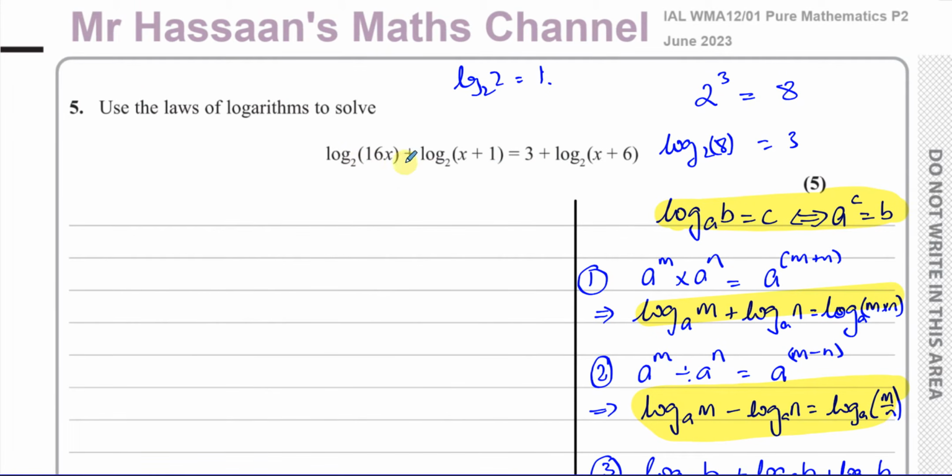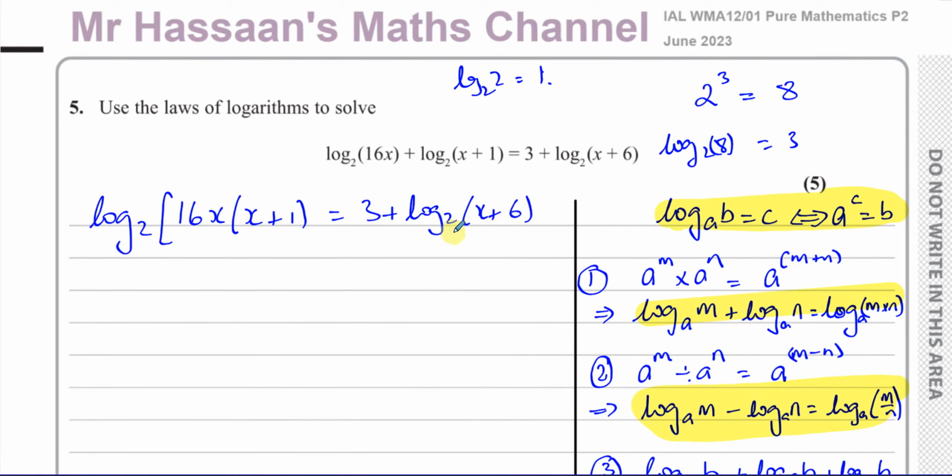So what I'm going to do first, I'm going to take the left side and rewrite it as log to the base 2 of, now we have this law to apply. You have log to the base 2 of something plus log to the same base 2 of something else. We can write those two things inside one log function, but as a product of those two things. And here we have 3 plus log to the base 2 of x plus 6.